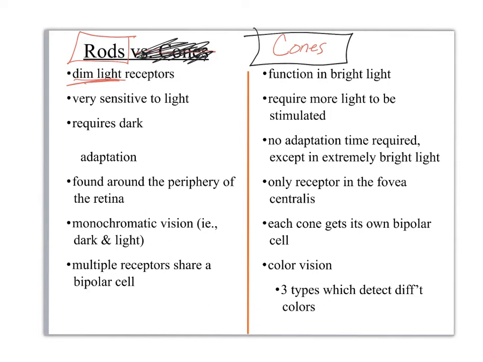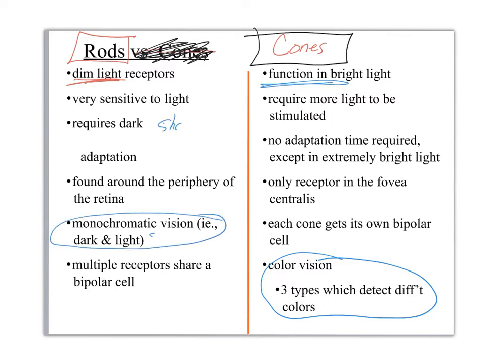Cones are going to do bright light, and then somewhere over here I've got color. So cones are color vision and function in bright light. Rods are shades of gray, monochromatic vision, shades of gray.